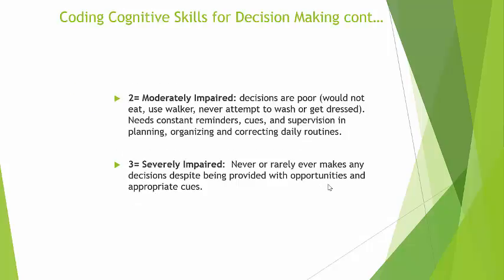Moderately impaired would be when individuals' decisions are poor. So they would not eat or ever attempt to wash or get dressed if they didn't have somebody there providing constant reminders and cues and supervision and helping them plan and organize their daily routines. And then we would say somebody is severely impaired when they're never or rarely ever able to make any decisions despite being provided opportunities and appropriate cues.